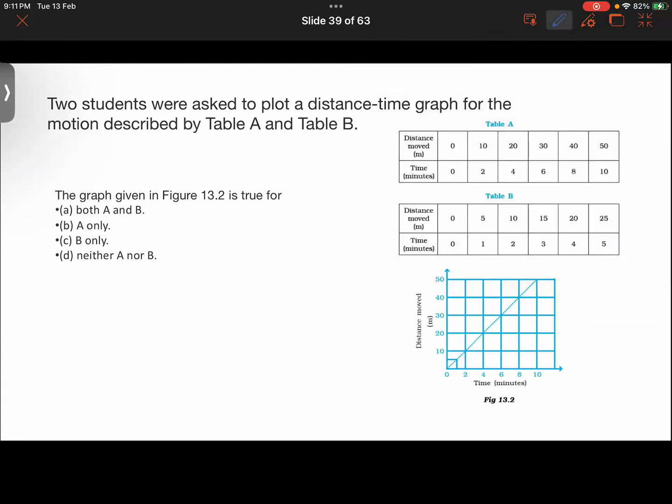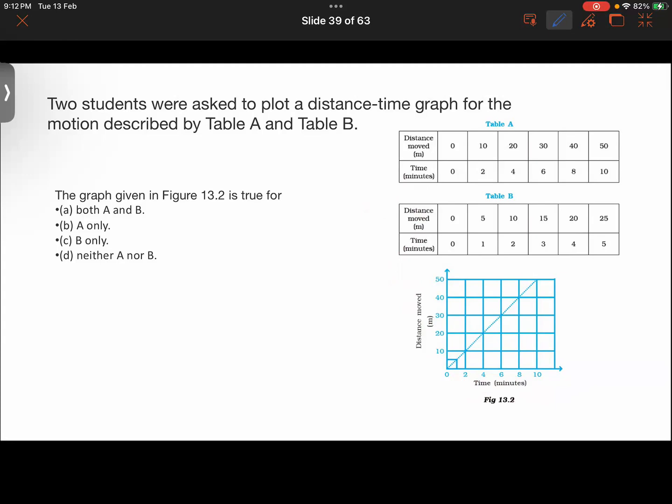So the question here says that two students were asked to plot a distance time graph for the data given in table number A and table number B. So they plotted a graph like this. You guys have to first observe this graph and say whether this graph is representing table number A or table number B. Is it true for both of them or only for one of them? Understood the question now?